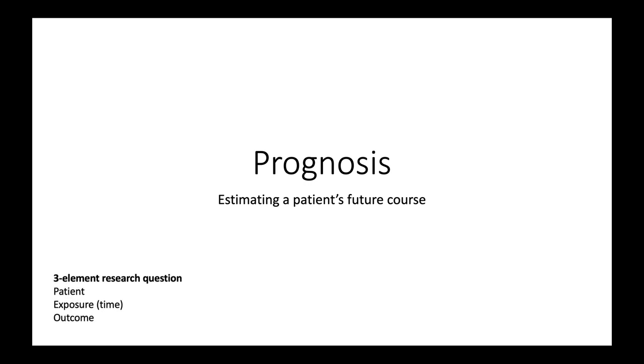And last but not least, prognosis, or estimating the patient's future course. There is a three-element research question with regards to prognosis, in which you take into consideration the patient, the exposure is time, and you're looking at an outcome. For instance, if you're looking at the oncology literature, in patients with a certain type of cancer who get a specific type of treatment, how long could they expect to survive? In this case, the exposure is simply time.